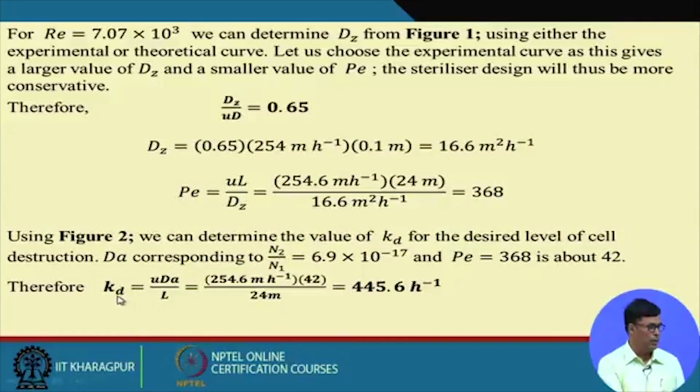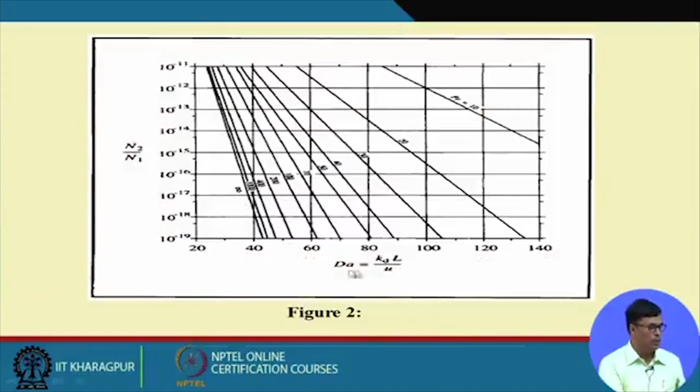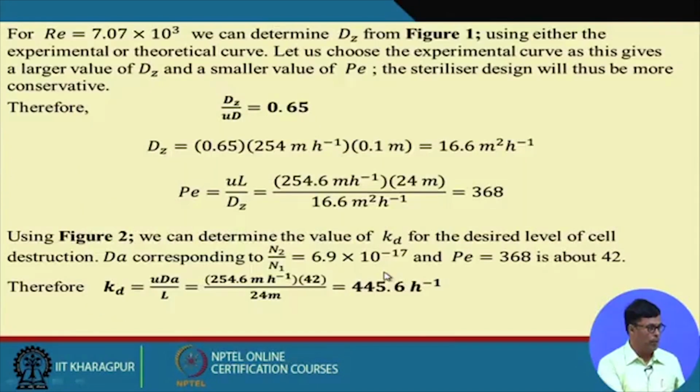Then, if you look at this equation, DA equals KD L by U. KD is the thermal death rate constant. So if you know the DA value, and you know the L value and the U value, you can easily find out the value of KD. KD is coming about 445 into 0.6 per hour.